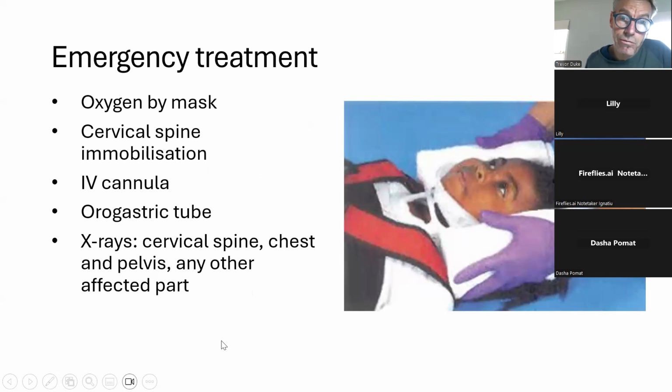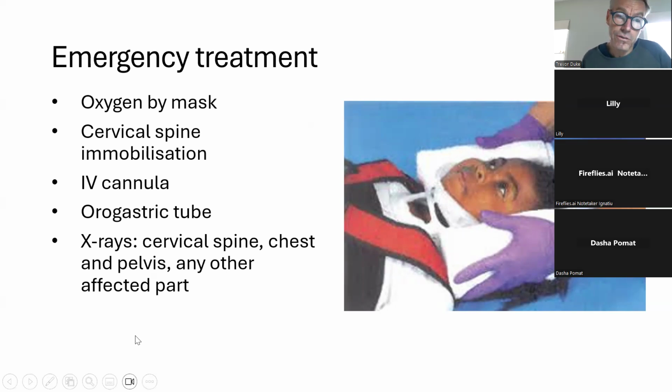So your emergency treatment for this child would be to give oxygen by mask, cervical spine immobilization, put in a cannula, pass an orogastric tube. Remember, any child with a traumatic brain injury, you should assume they've got a base of skull fracture at the time they present, even if you don't know. This child's got even more evidence for a base of skull fracture, which we'll talk about. So you should pass an orogastric tube and decompress his stomach because he's likely to vomit. Don't pass a nasogastric tube because of the prospect of a base of skull fracture.